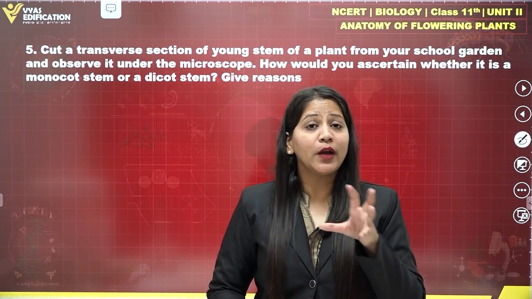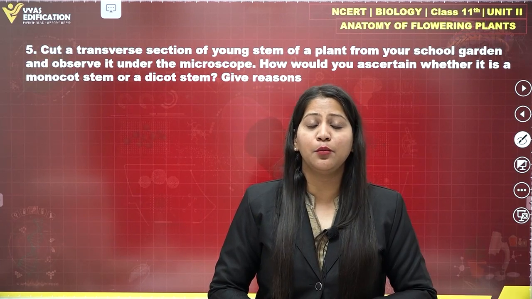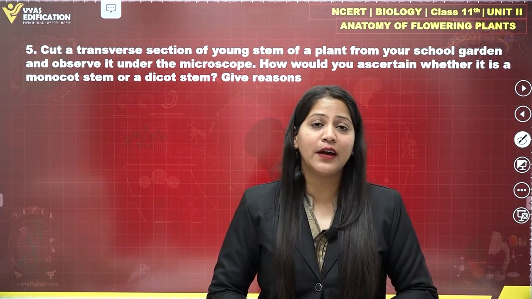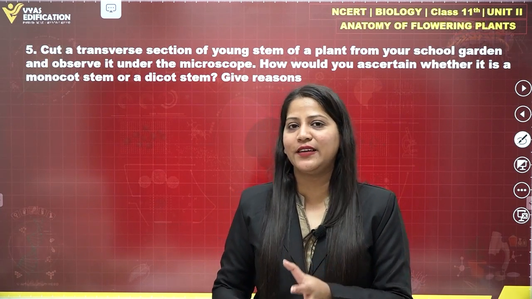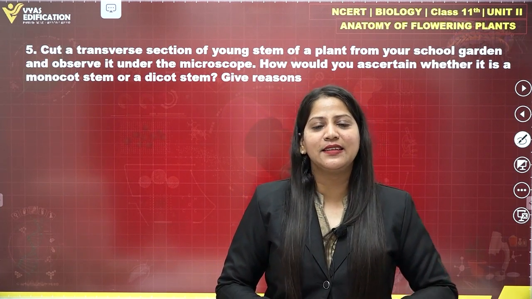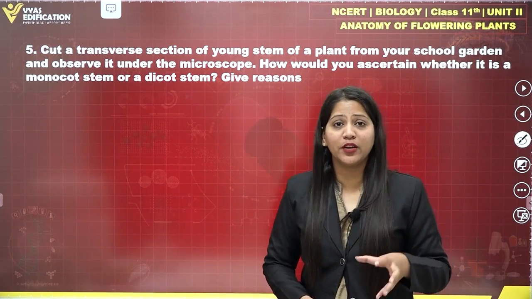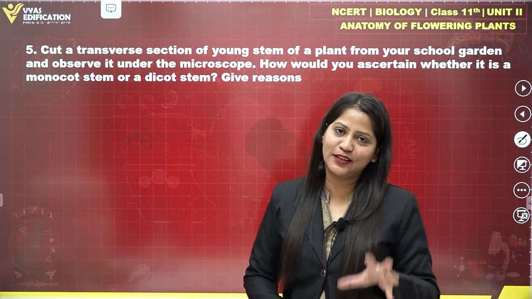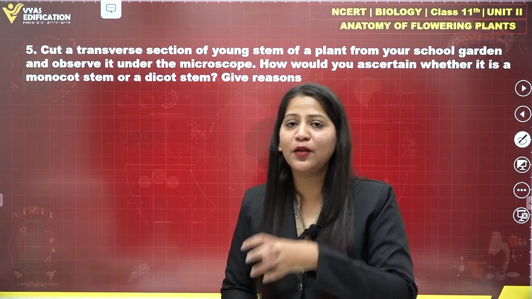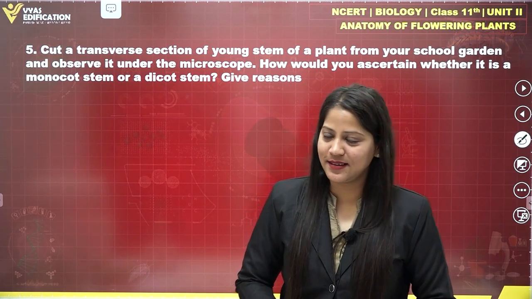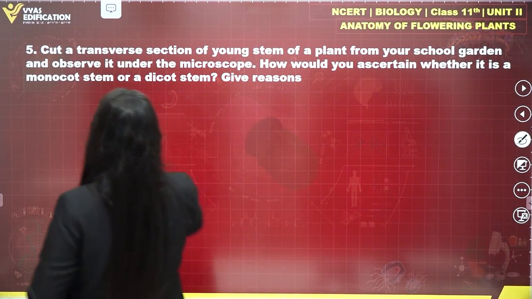Also, the vascular bundles in monocot stem are arranged in a scattered manner. They are not arranged in a fixed pattern just like dicot stem. All these are the characteristics by which we can clearly identify whether the sample of stem we have taken is a dicot stem or a monocot stem. So let's write the answer for this question.